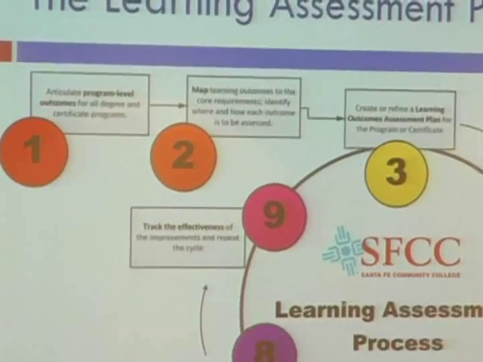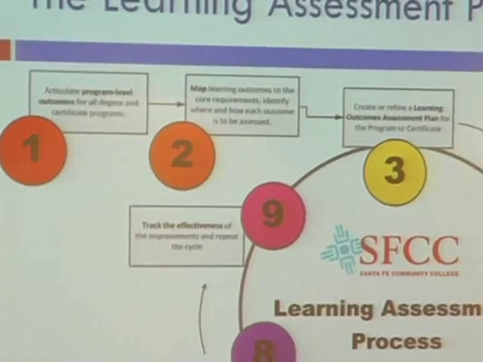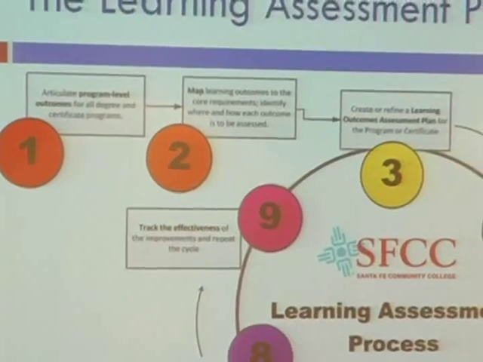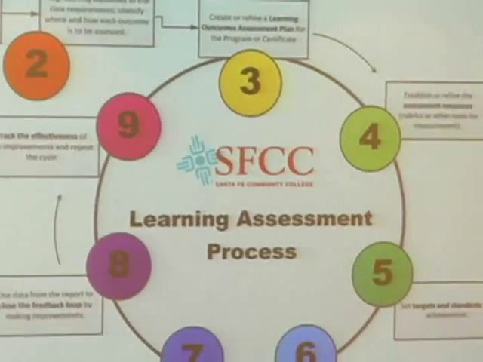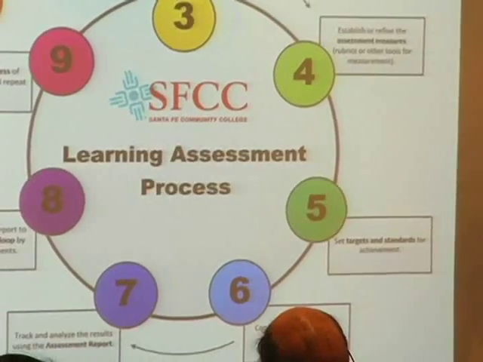The other steps are in the loop. Step 3 is creating the outcomes assessment plan: whether you're going to assess one outcome or multiple outcomes per semester, and which outcomes you're going to assess and when. It's the plan for that. And the idea is you want to assess all your outcomes at least once over a 2-year cycle.